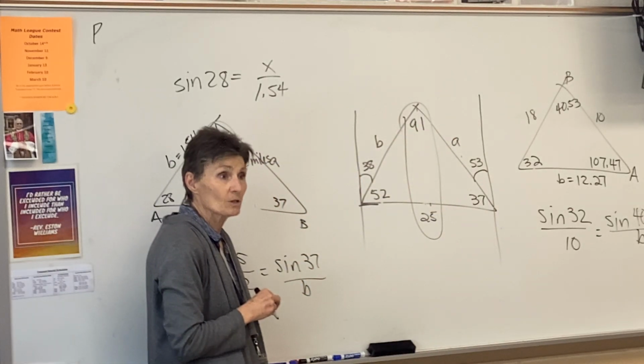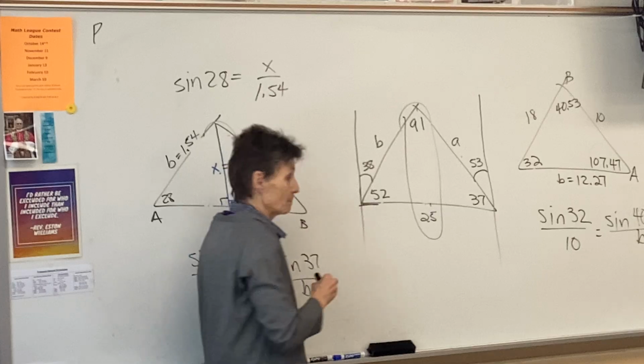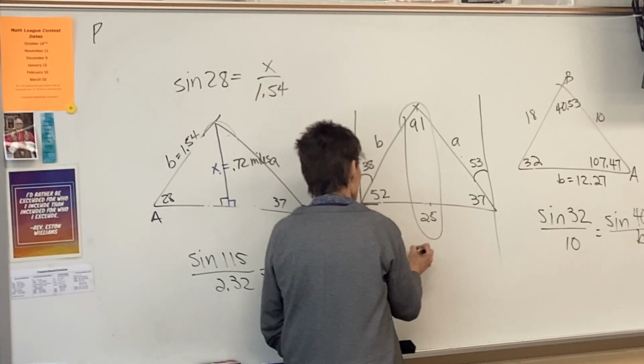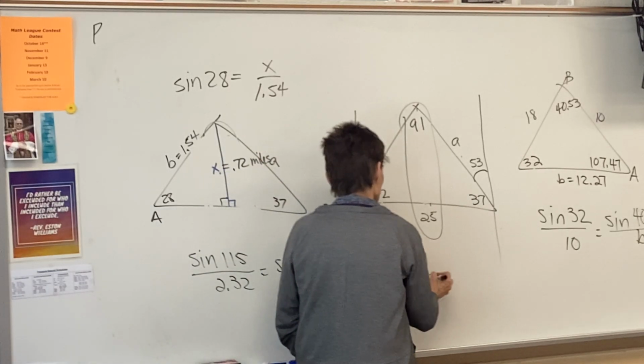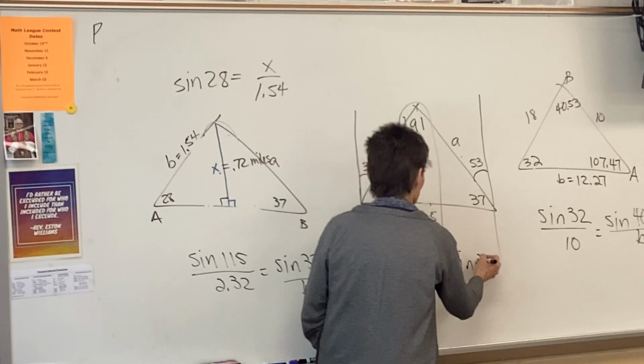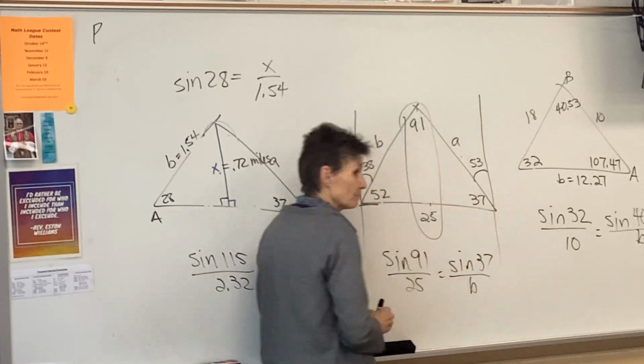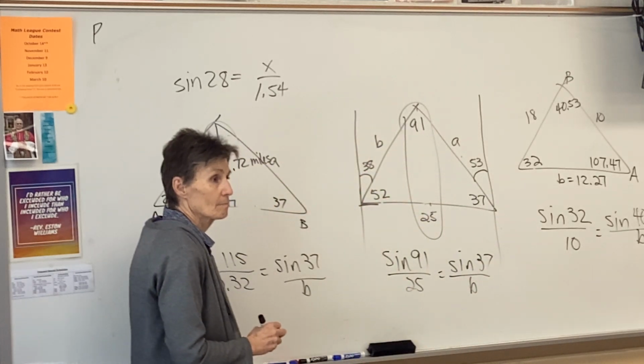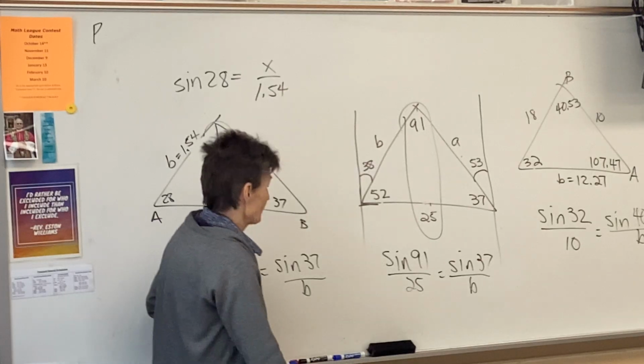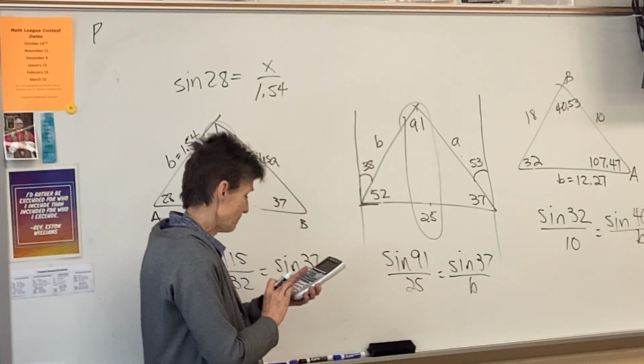Now you're ready for the law of sines. Sine 91 over 25 equals sine 37 over B. So let's see if we can all find B.